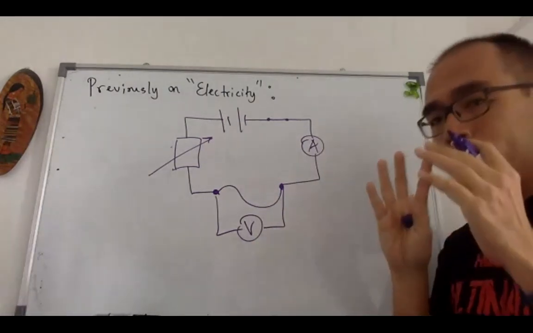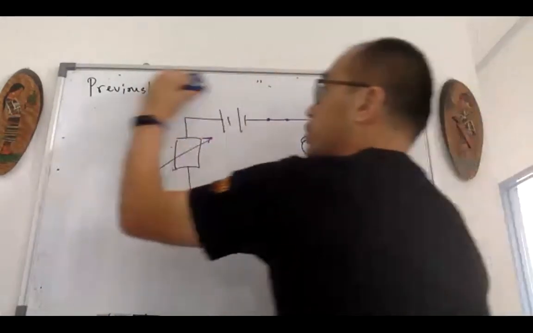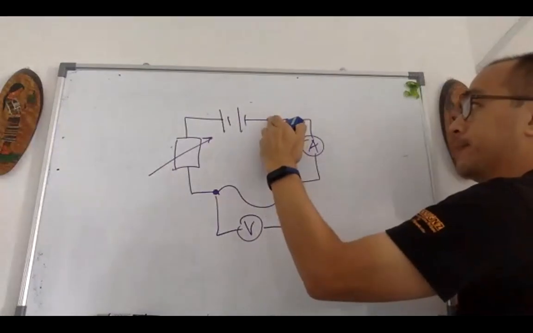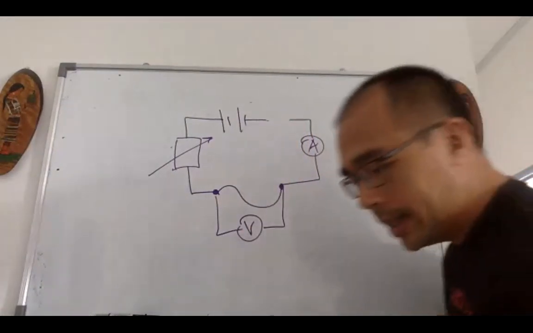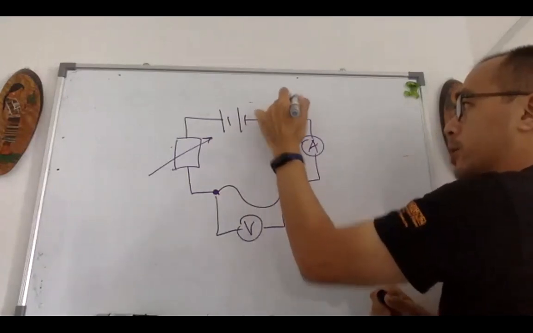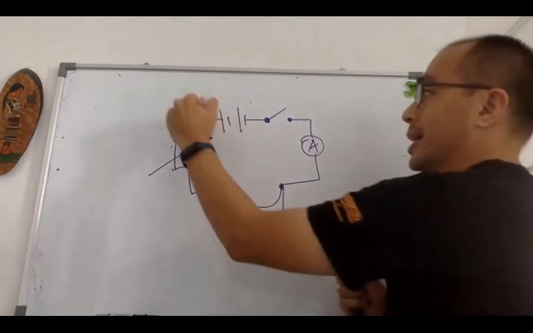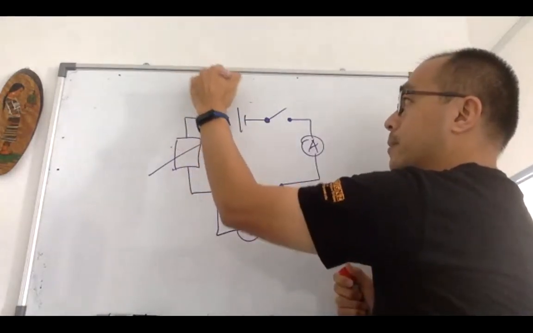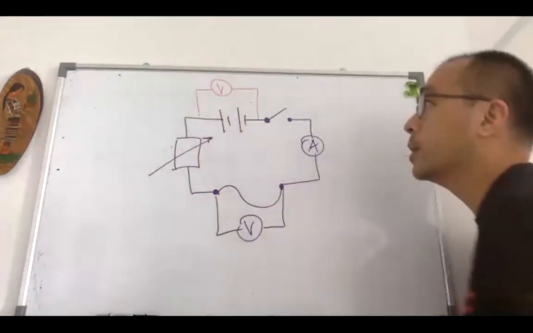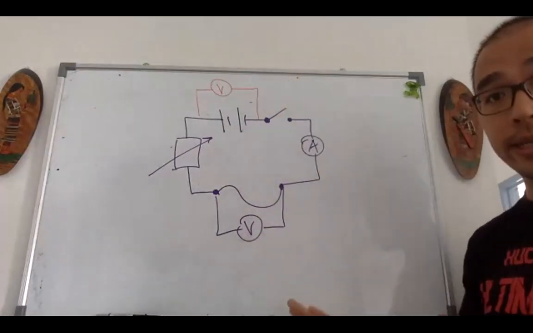Okay, but for today's purpose now, I'm going to add another component to this. Okay, let's say I turn off the switch first. Oh, overshot. Okay, let's say I turn off the switch, and now I attach another voltmeter here. Okay, and I'm going to use red color because I want you to notice the difference now.